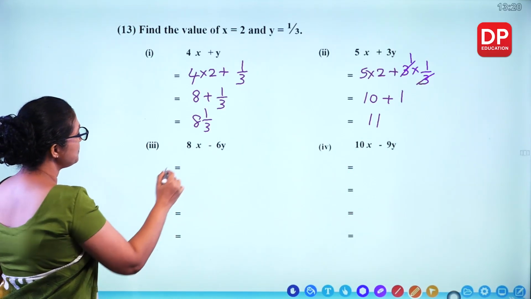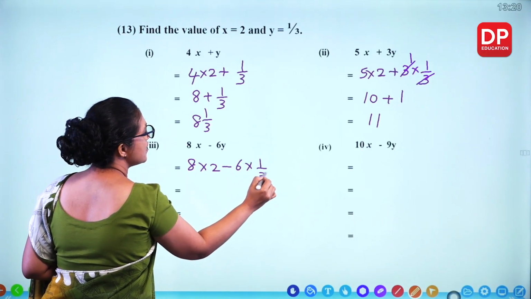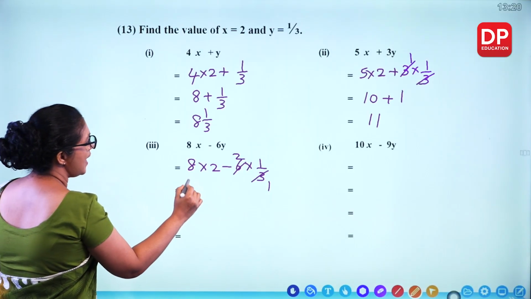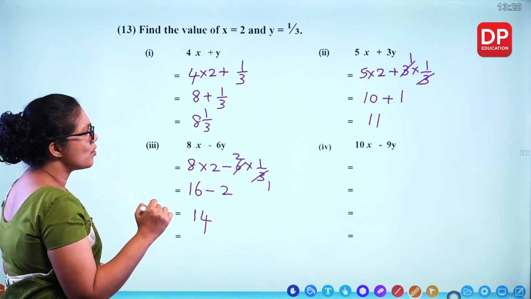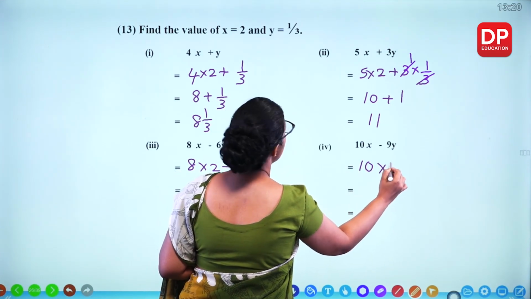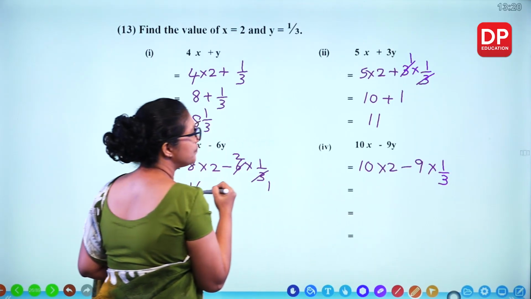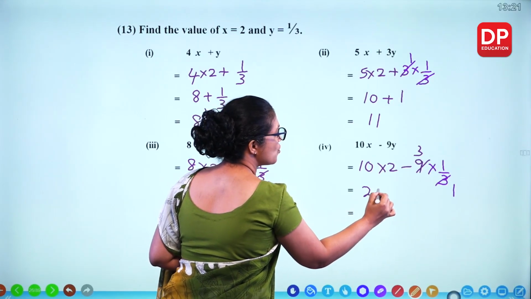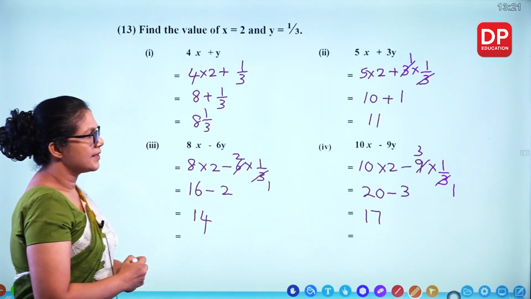Another one. 8 times 2 minus 6 times 1/3. 3 and here 2, you get 6. 8 times 2, 16 minus 2, answer is 14. Again this one, 10 times 2 minus 9 times y. Y is 1/3. 3 times 1, 3 times 3. 10 times 2, 20 minus 3, answer is 17.